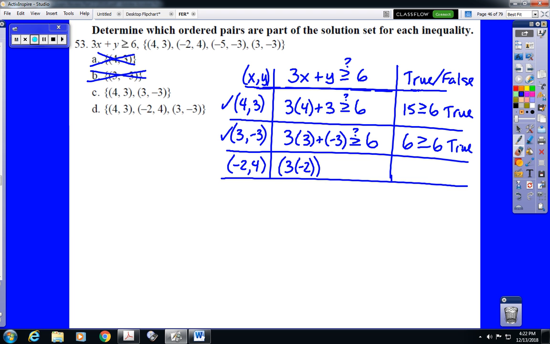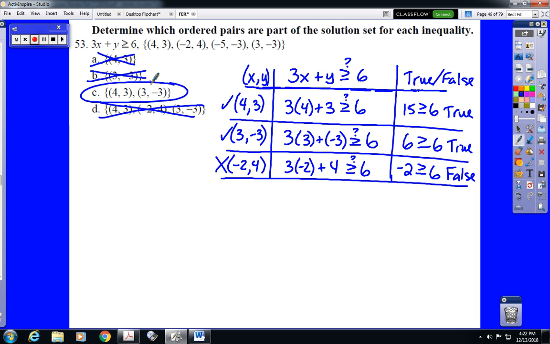Not really sure why I put that extra set of parentheses in there, so I'm going to remove those before they confuse somebody. Again, we're going to plug in -2 for x and 4 for y, and we're checking to see whether or not that number is greater than or equal to 6. Well, that's -6 plus 4, which would be -2. That is a false statement, which means this point should not be in the solution set, so D cannot be the correct answer, and that leaves only C.